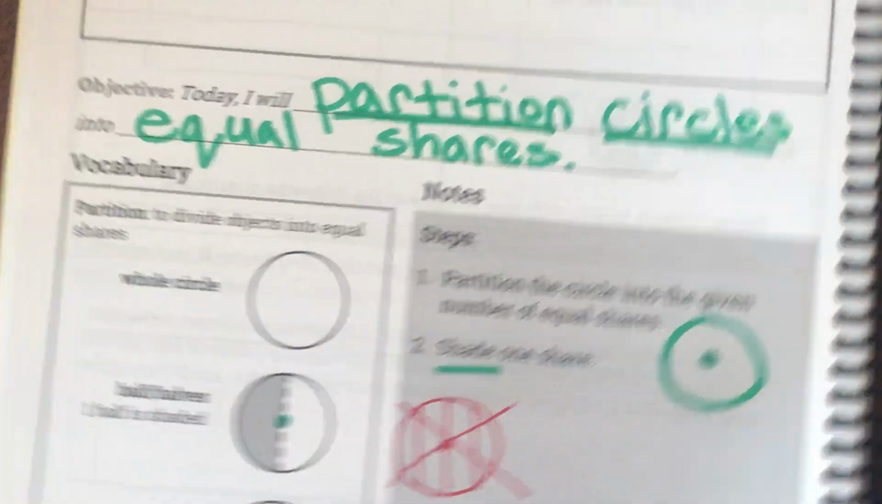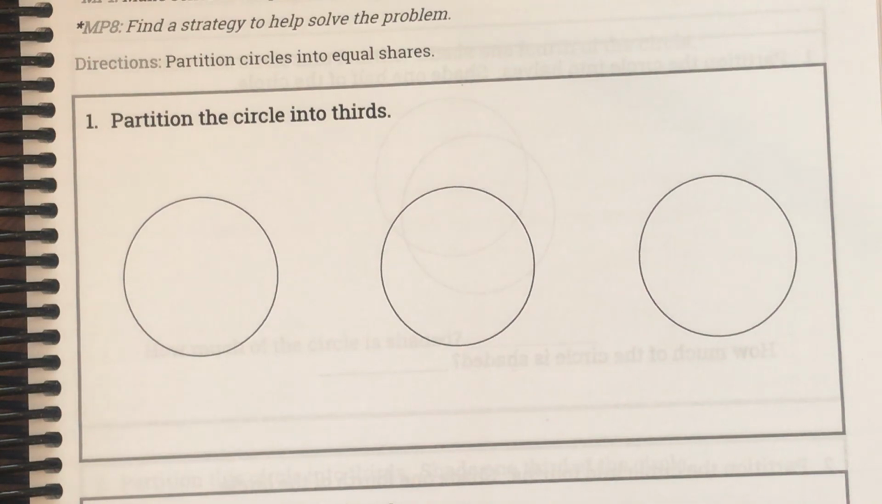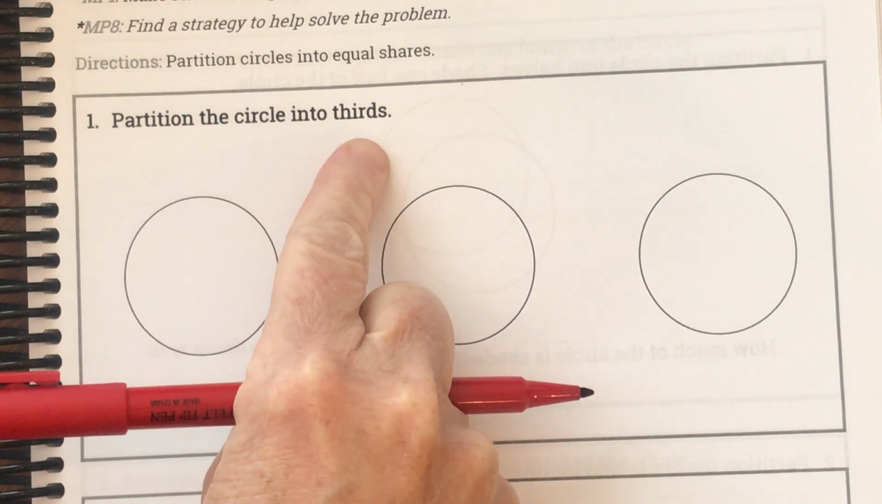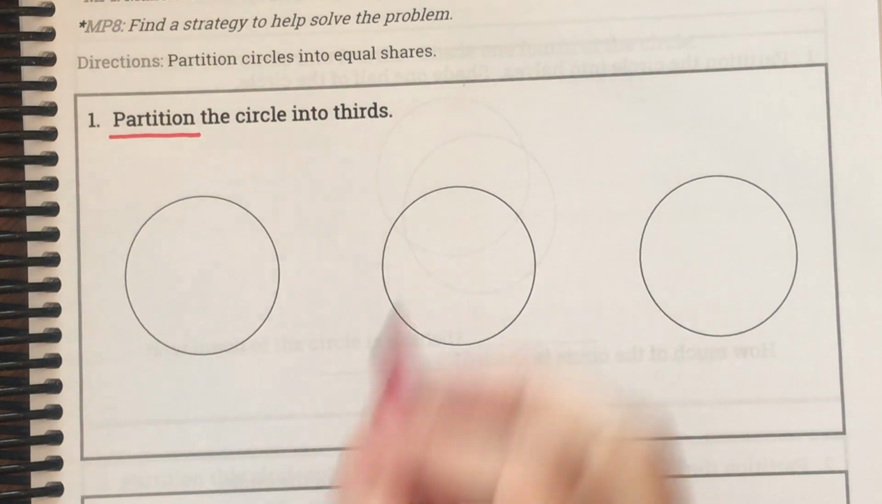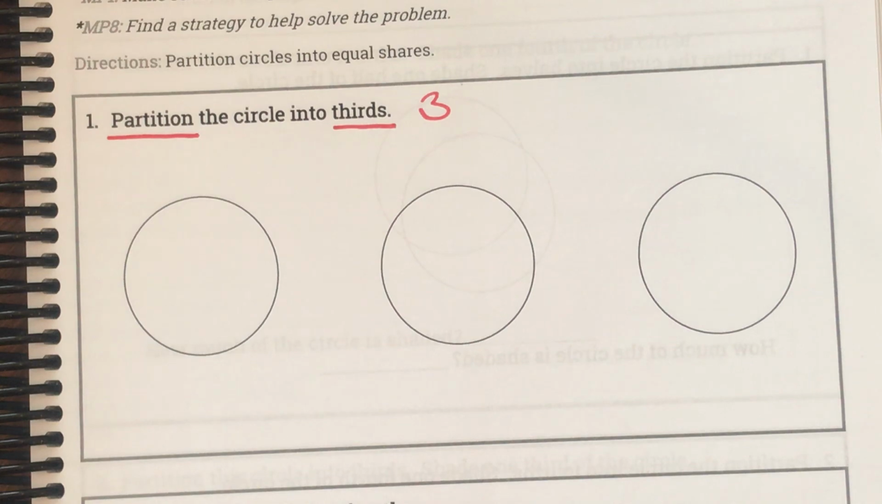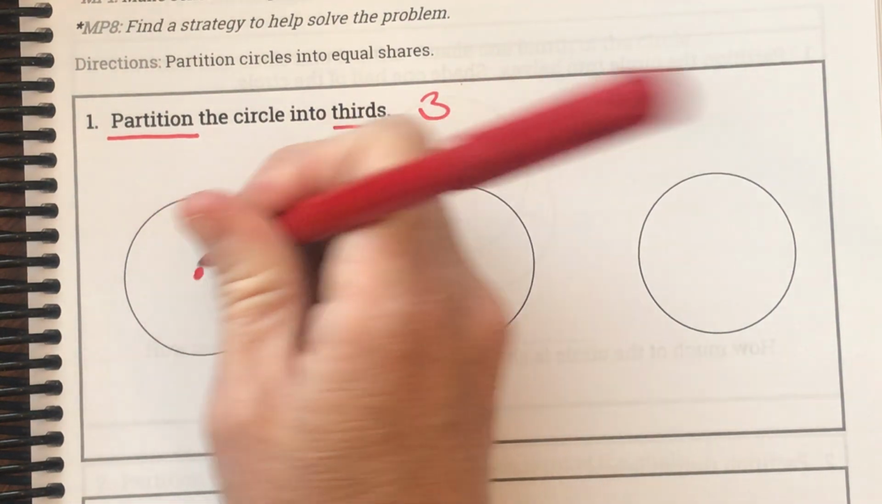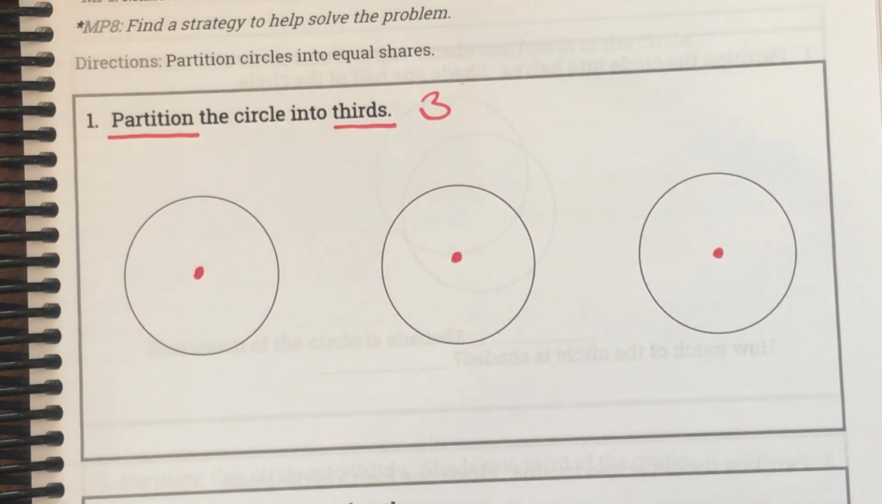Okay, friends, I hope you found something to shade with. I'm going to get started on my problems. My problem says, partition the circle into thirds. Partition means they want me to cut or divide, and thirds means into 3 pieces. So I know when I divide into 3 pieces, friends, I always have to go through the center if it's a circle. Not just when it's 3 pieces, just if it's a circle in general. I always have to go through the center, okay?